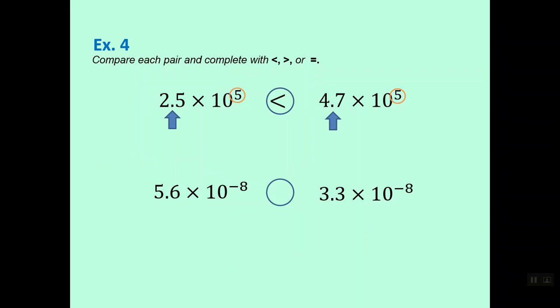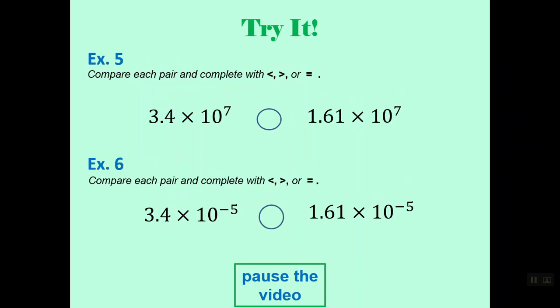Now, we have the same situation going on with our negative exponents. We have 10 to the negative 8th exponent on both sides. So, what are we going to do? Well, we are going to again defer to our factors. Clearly, 5.6 is larger than 3.3. So, 5.6 times 10 to the negative 8th power is greater than 3.3 times 10 to the negative 8th power. Now it's time for you to give it a try. Please pause the video and work examples 5 and 6 on your note sheet. Restart the video when you're ready to check your work.